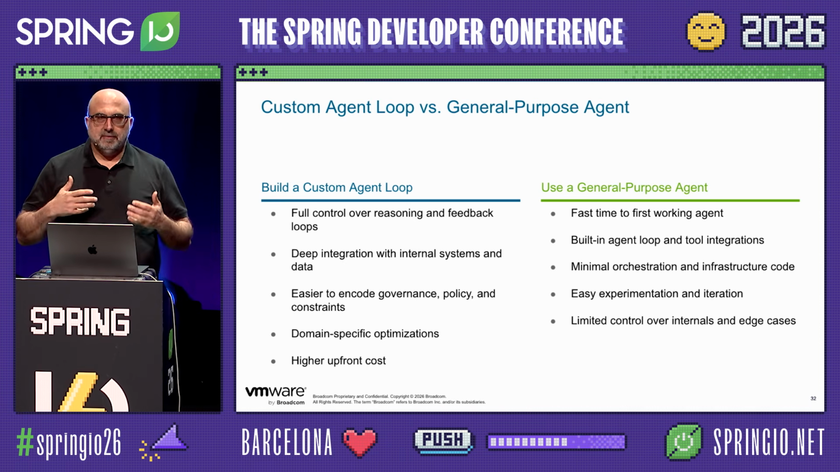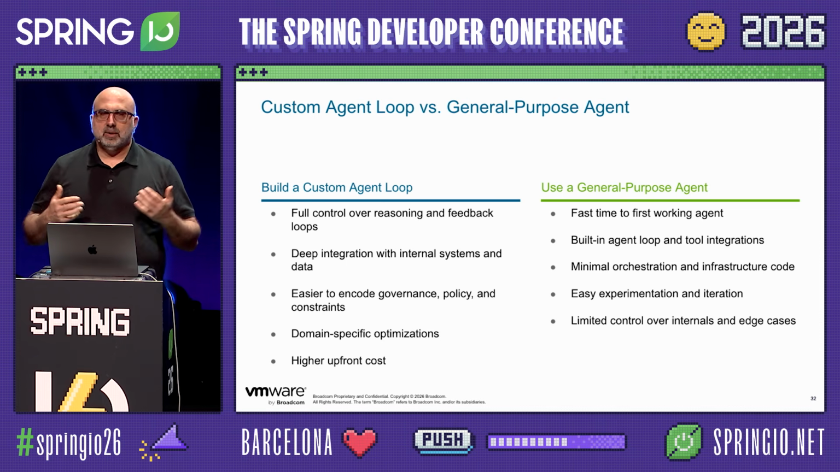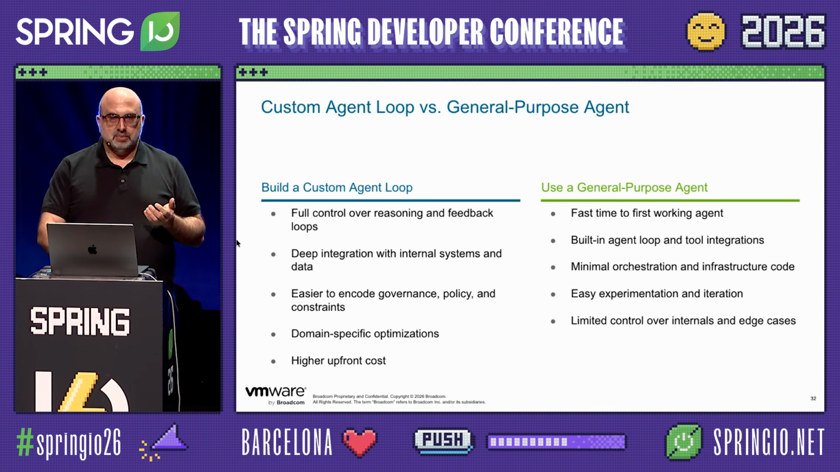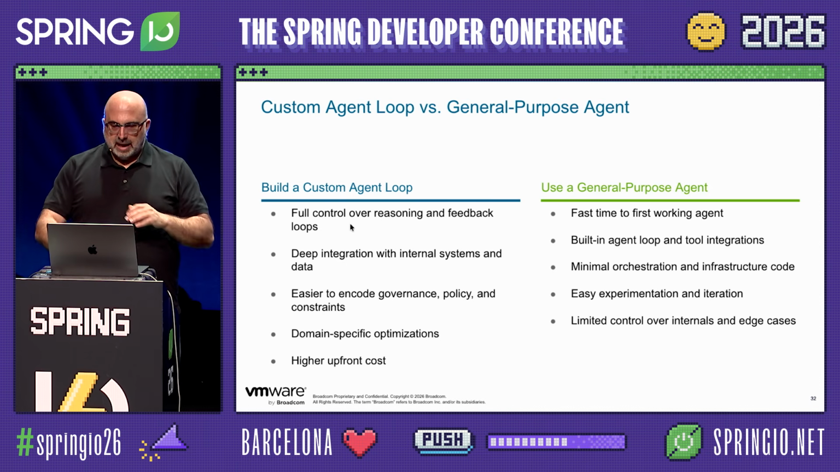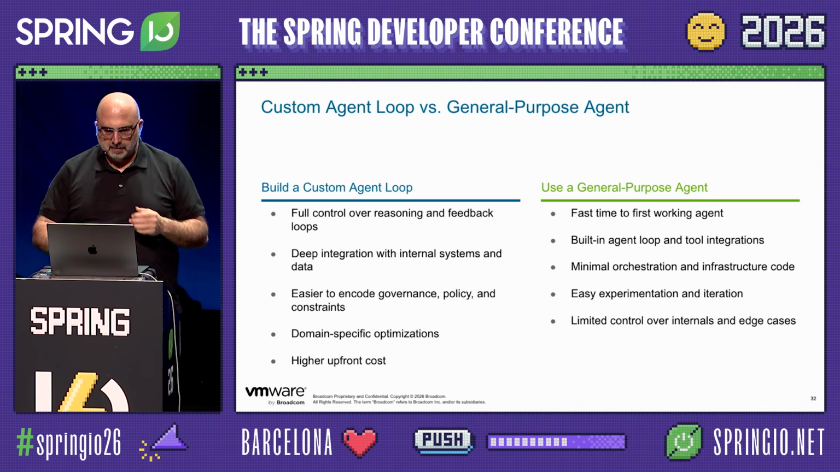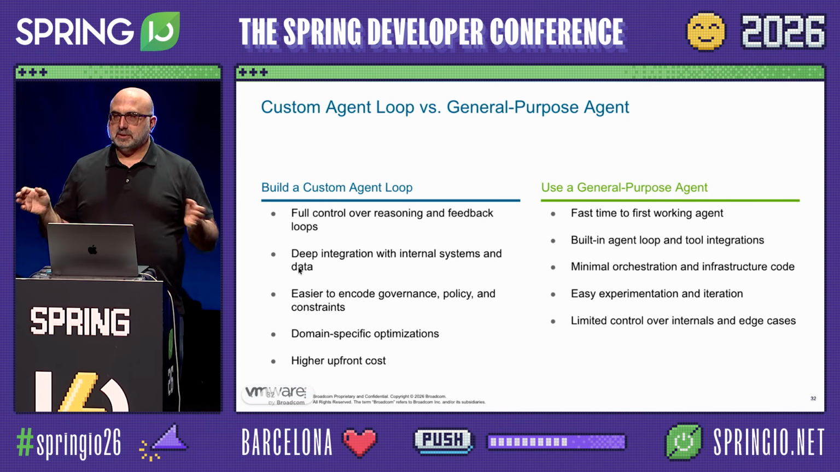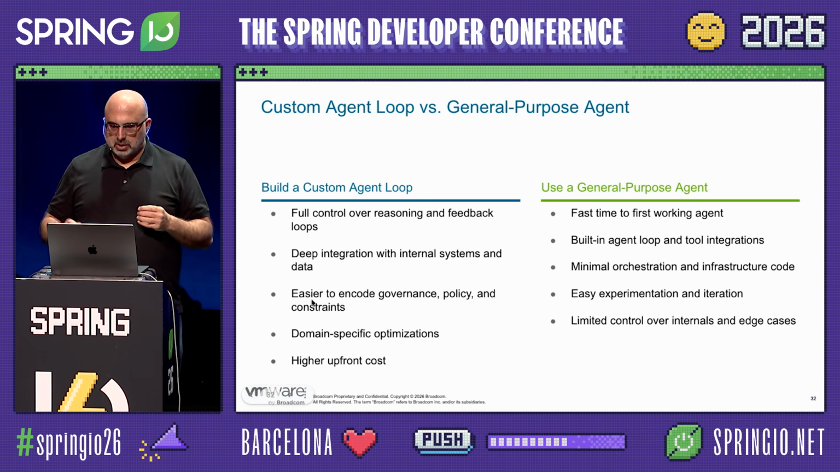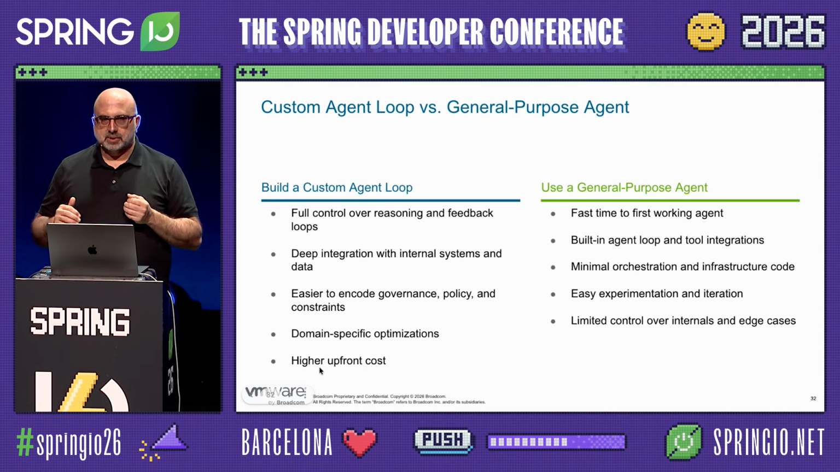So the next point I want to talk about is, should I build my own agentic loop or not? And I think this is another one of the questions that we should think about. If you build your own custom loop, say, for example, with Spring AI, you've got absolute full control over how it does everything: reasoning, feedback, how you do the HTTP calls. You could do the token exchange and the agentic loop yourself. You can have deep integration with your internal systems and data. You can encode more of your governance rules for your company and how your agent works. You can do domain-specific optimizations. But you have a higher upfront cost because you have to actually write the agentic loop yourself.